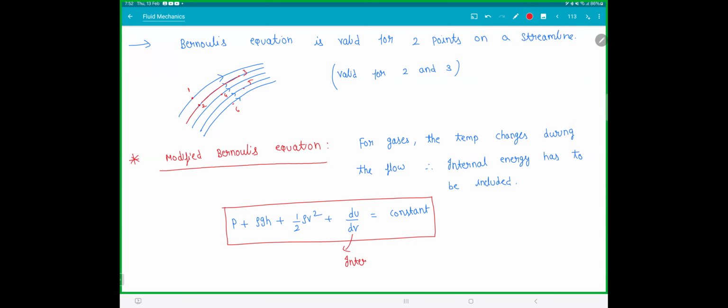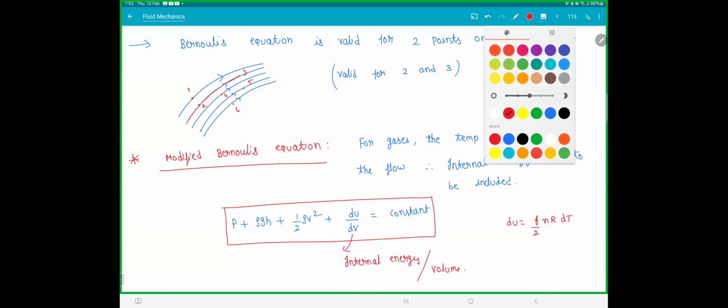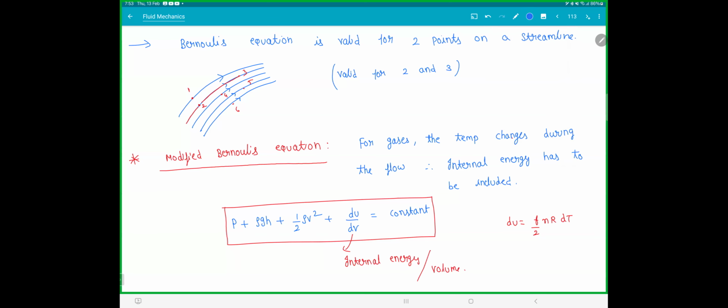This is internal energy per unit volume. I hope you remember what internal energy is. Remember? dU is f by 2 nR dT. Okay, internal energy per unit volume. This is your modified Bernoulli. So if you're using it for gases, use this equation. If you assume temperature is constant, then this dU term becomes 0. If temperature changes, we have to use that.